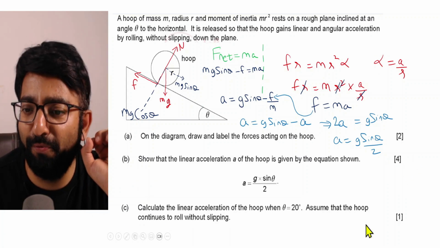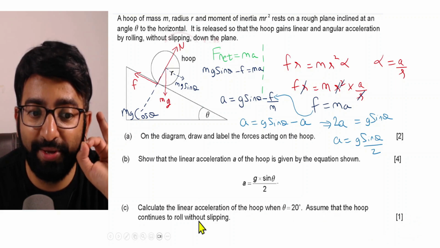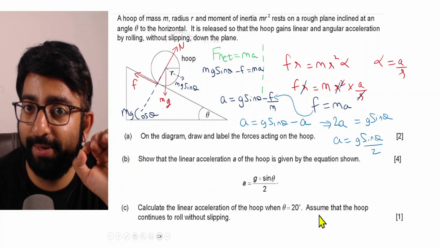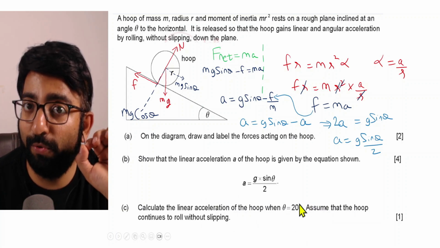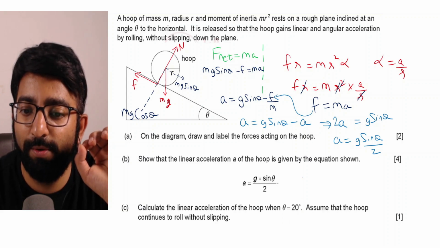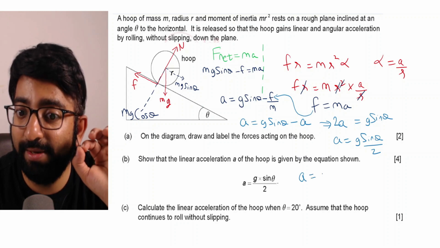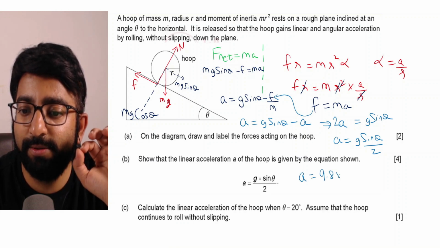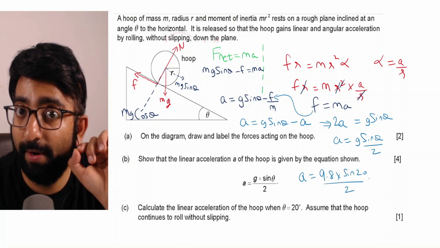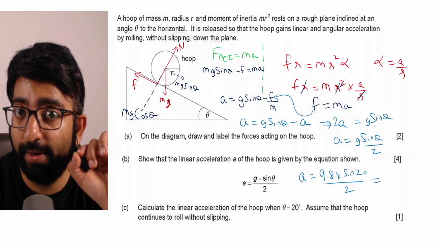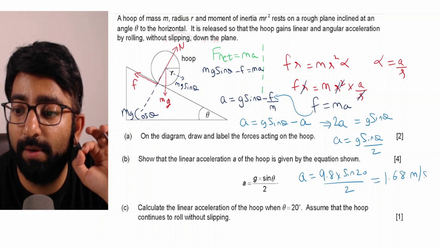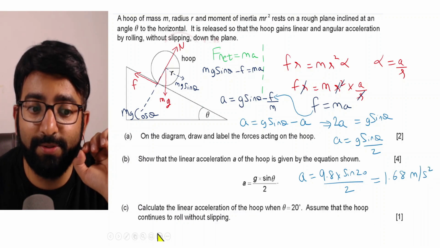All right, moving to part C, which is just a 1 marker, which means that should be easy. Calculate the linear acceleration of the hoop when theta is equal to 20 degrees. So all we need to do is just put theta as 20 degrees in this expression. So a is g sine theta by 2. Let's write a is equal to g, which is 9.8, sine of 20 divided by 2. And now if we simplify this, we will get the value of acceleration as approximately 1.68 and the unit is meter per second square. And that is the answer for part C.